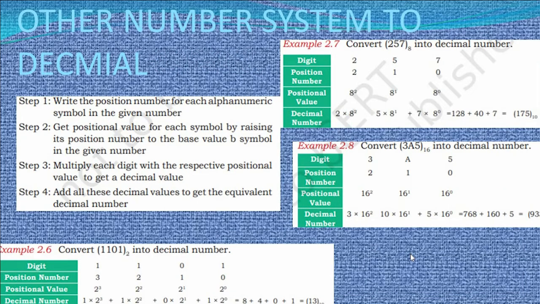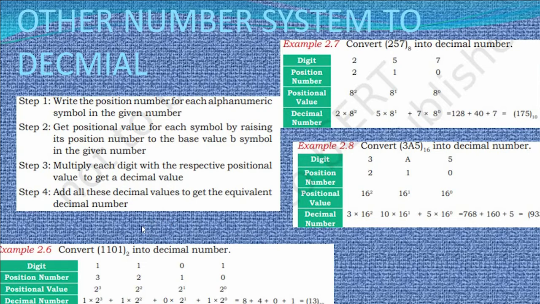Now to convert from other number systems to decimal, there's this rule which you should always follow. Step 1 is writing the position number for each alphanumeric symbol in the given number. Then writing the positional value for each number system by raising its position number to the base value. Then multiplying each digit with the respective positional value to get a decimal value. And then adding all these decimal values to get the equivalent decimal number. Now let me break this down for you.